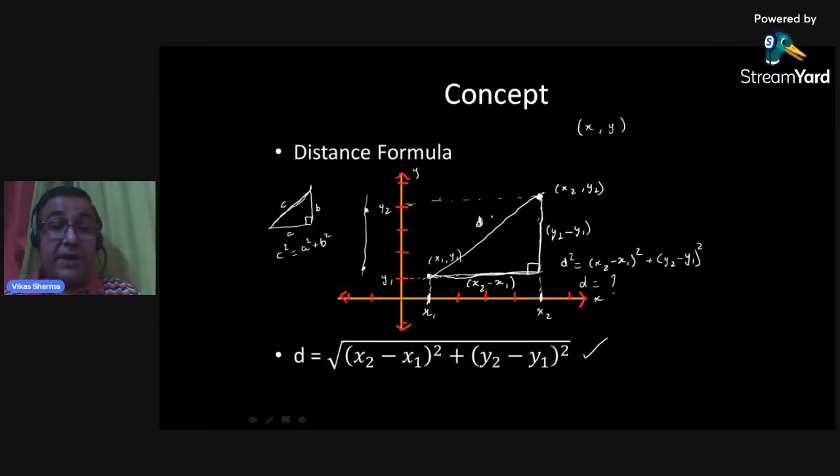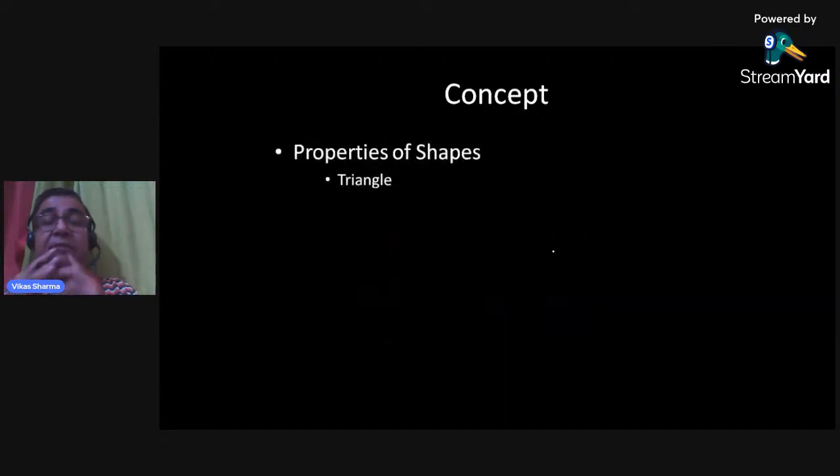Okay, let's come back to the question. Let's understand a few more concepts about coordinate geometry and then move on. So the first thing we are also going to discuss is some shapes. We'll be studying triangles today.